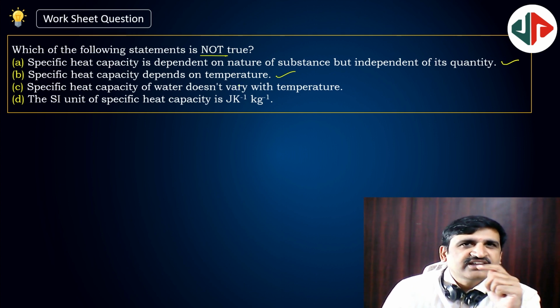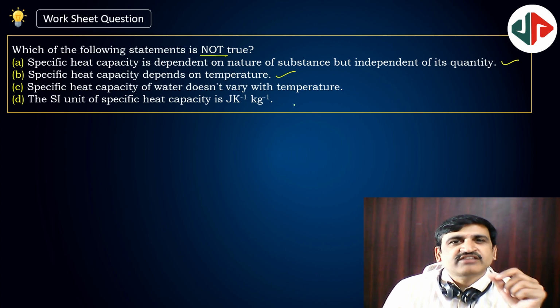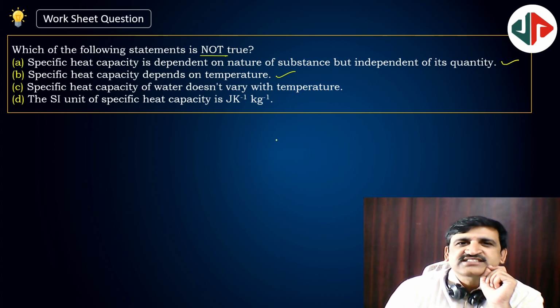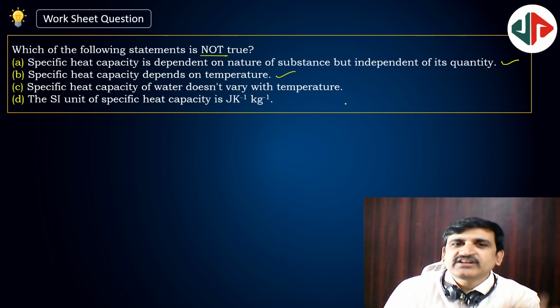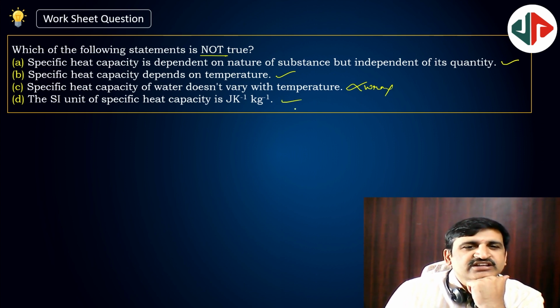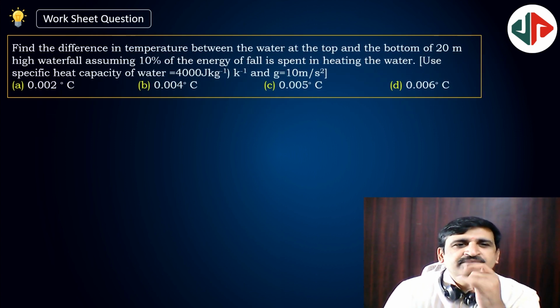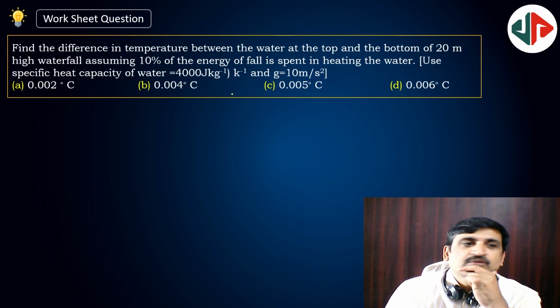That's why we are taking the definition of one standard calorie, that is water's requirement of heat from 14.5 degrees Celsius to 15.5 degrees Celsius. Right, that means it varies. So we defined a specific boundary for it. So it's a wrong statement. And the SI unit of specific heat capacity is joule per kg Kelvin. Yes, this is correct only. So he is asking not true. Obviously, option C.